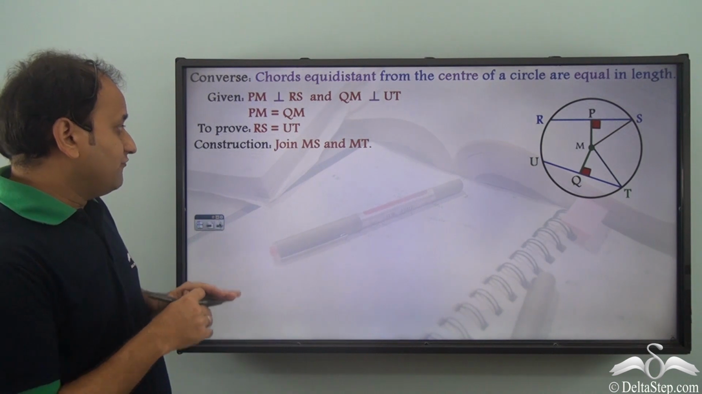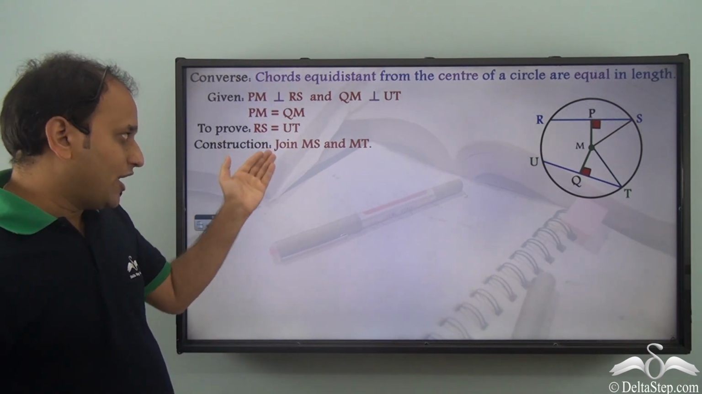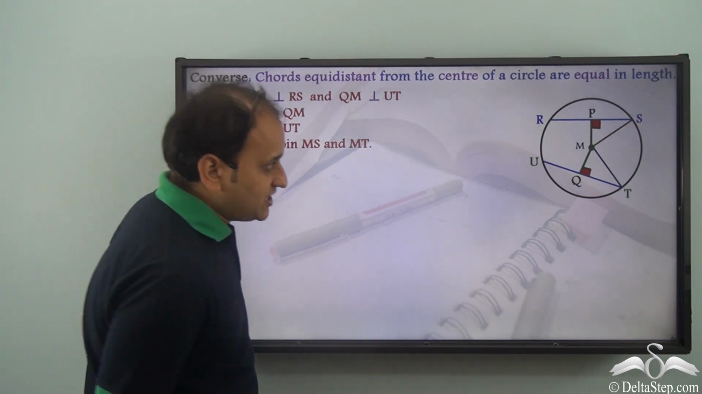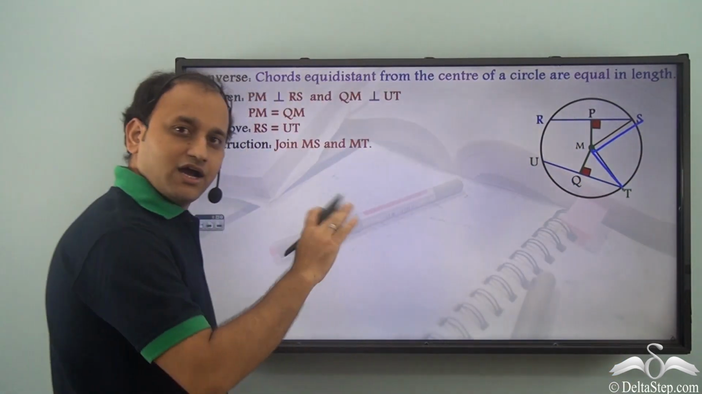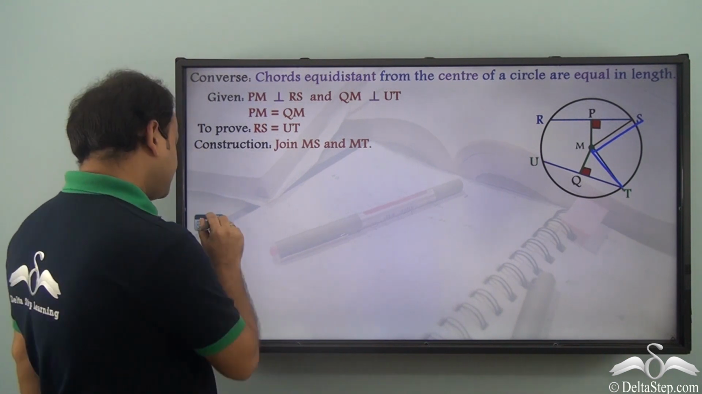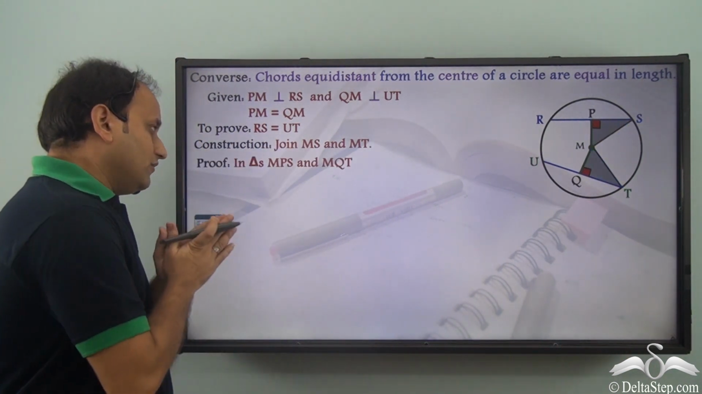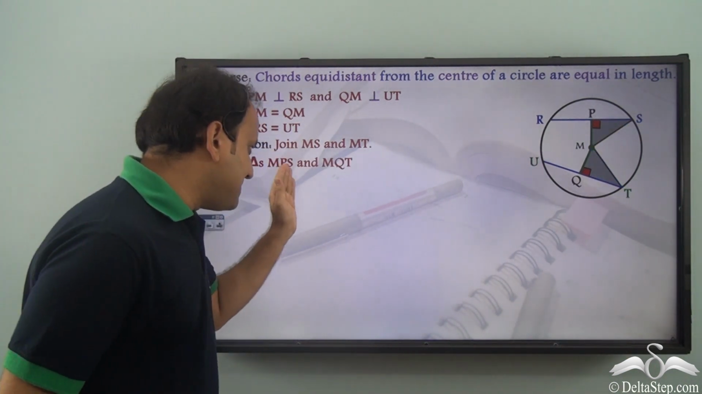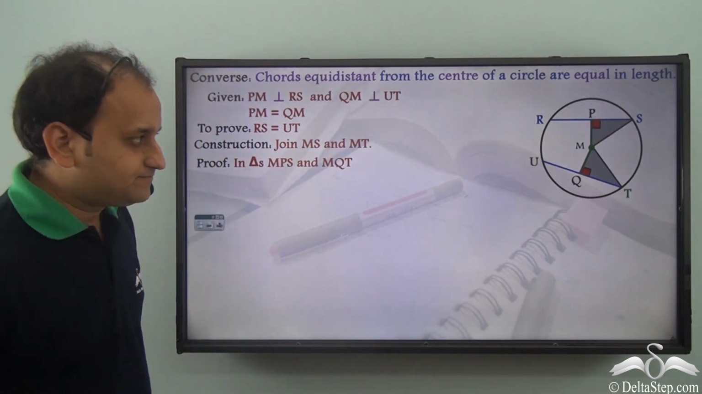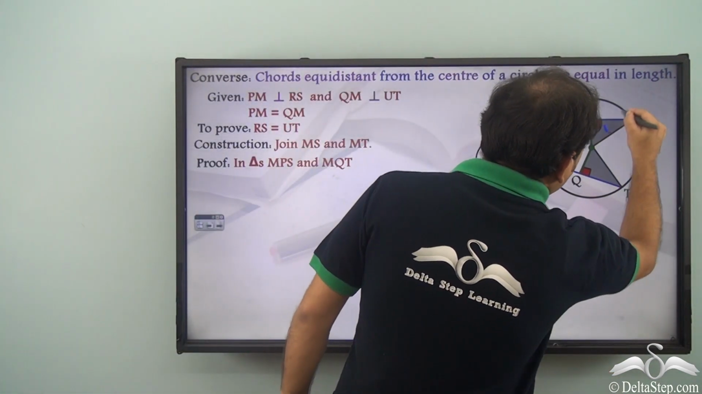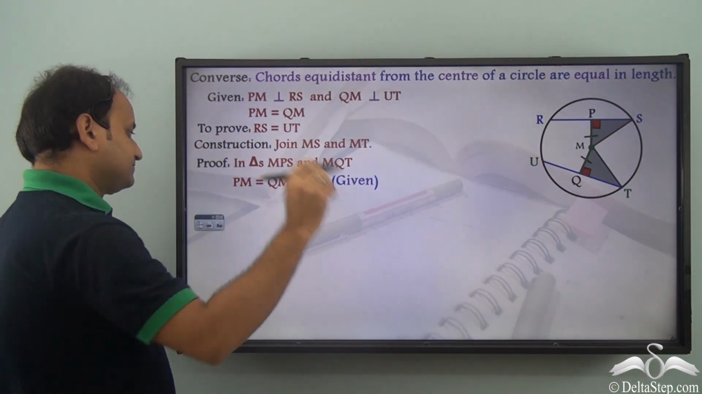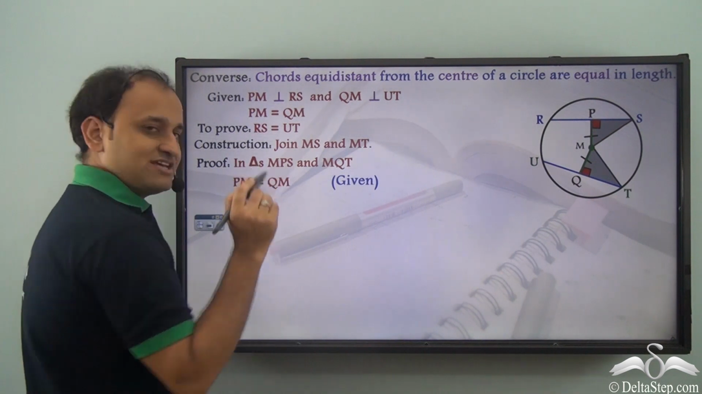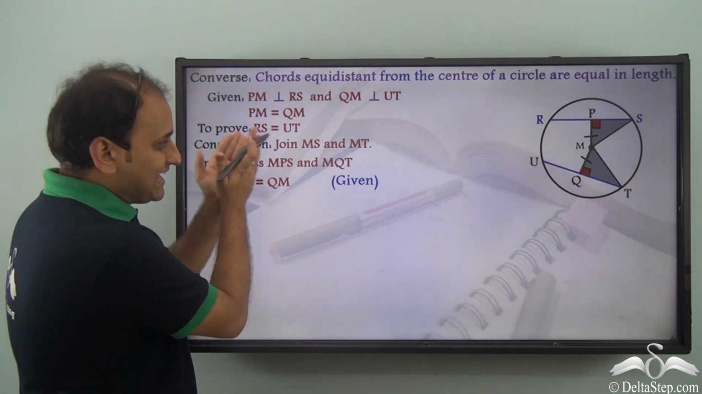So first of all, we'll do a construction. We'll join MS and MT. So MS and MT are joined in this case. So we'll consider triangles MPS and MQT. So we have these two triangles. Now in these two triangles, first of all, PM is equal to QM. It is already given to us.